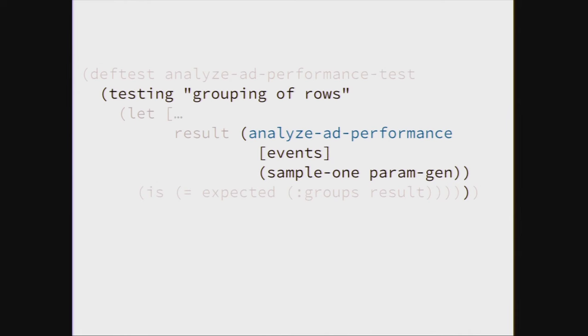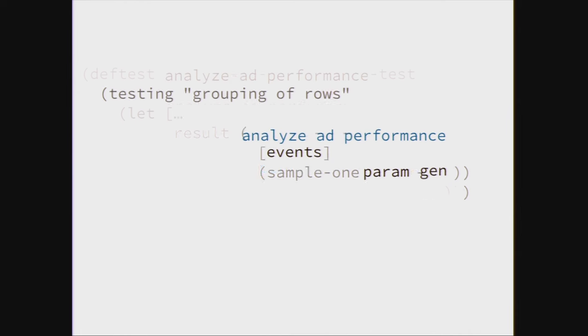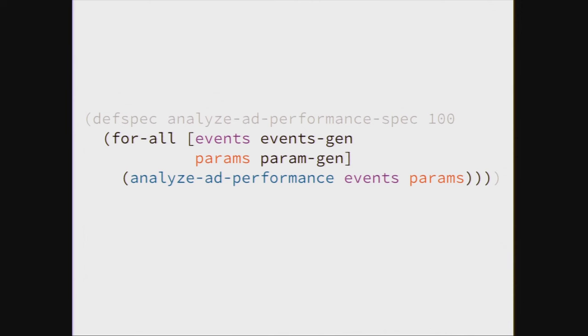I like that. Now once I've got these generators, I build them up the same way as the schemas, and then I can do this. This is a property-based test, a generative test, that just says for all events from my event generator and parameters from my parameter generator, assert true. Basically, just run the function. So the generators are a little bit of work, but really, they're not that hard.